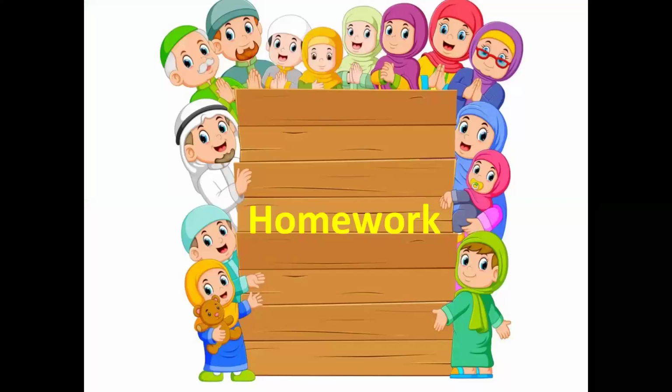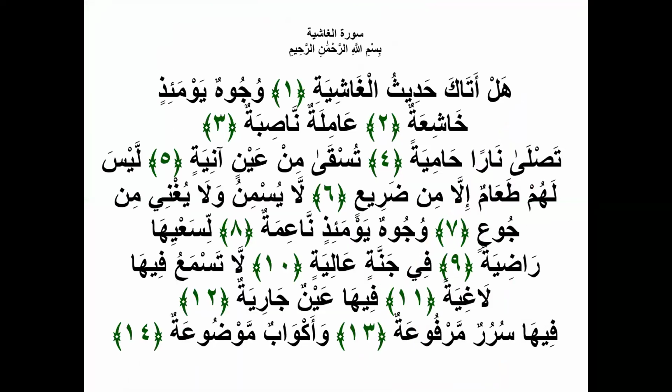Now the homework time. This is Suratul Ghashiyah. What you have to do is find the Murakab Tauseefi from these ayat, from ayah 1 to ayah 14. From these first 14 ayah, you have to find the Murakab Tauseefi. You have to circle them. You don't need to write that this is Mawsuf and this is Sifa. I hope you know that the first word will be the Mawsuf and the second will be the Sifa. You just circle them.